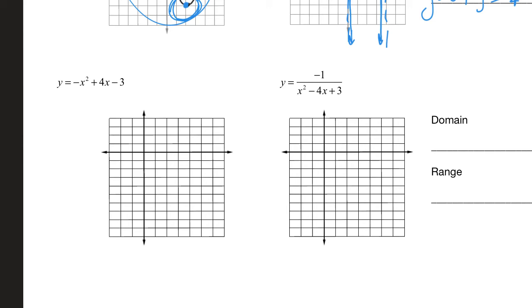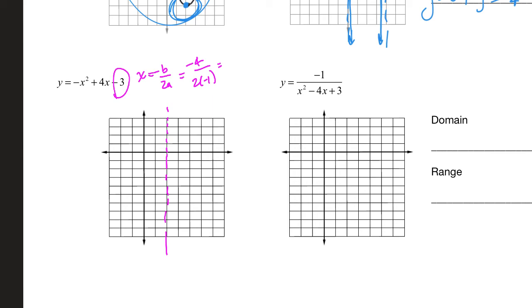Okay, so for this on the left, this is a downward facing parabola. It's not in vertex form, and it doesn't seem to be factorable. Well, maybe it's factorable, but I'll just do it the other way. I know to do the axis of symmetry, it's -b/2a. In this case, -4/(2 times -1) or 2. Here's my axis of symmetry.